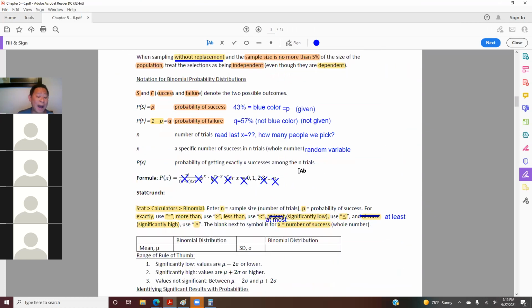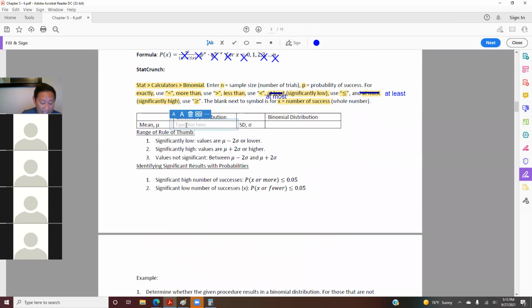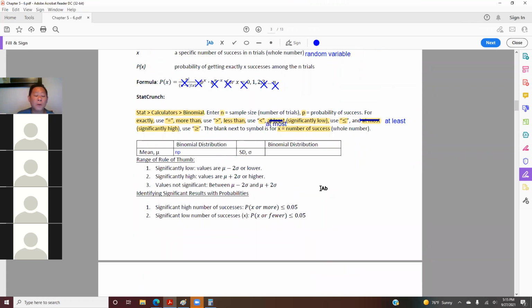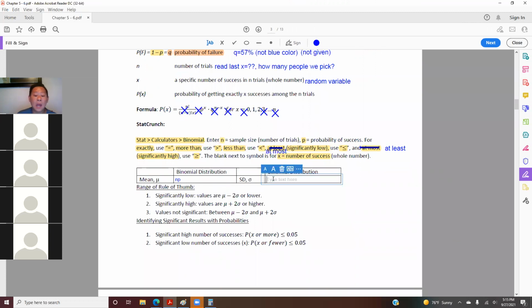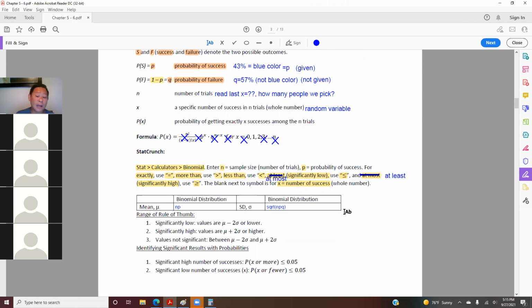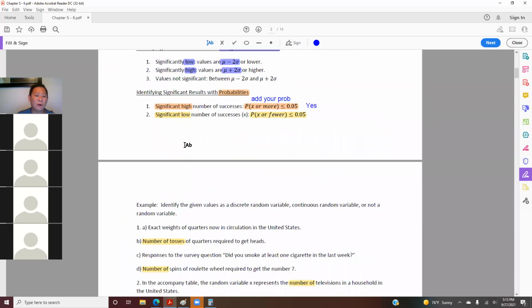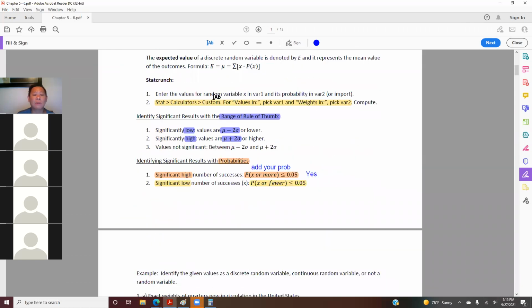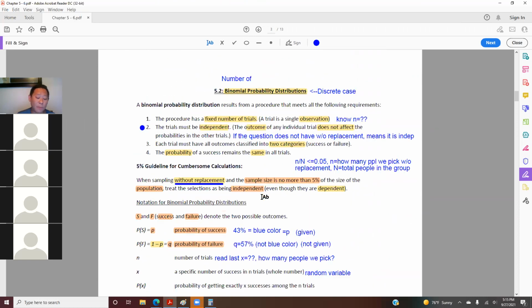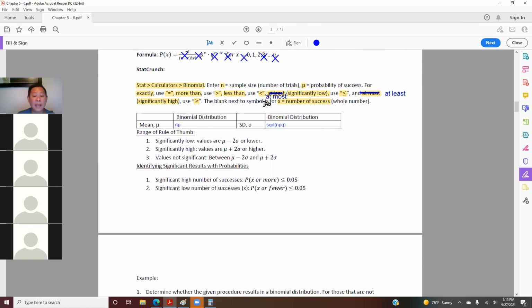As long as it is a binomial, the mean is n times p. For the standard deviation, it is the square root of n times p times q. So there is a shortcut for finding the mean and standard deviation. Remember, last time you put everything in StatCrunch and did the stat, calculator, custom. As long as it's a binomial case, you can do it with n times p and the square root of npq. I will show you an example.